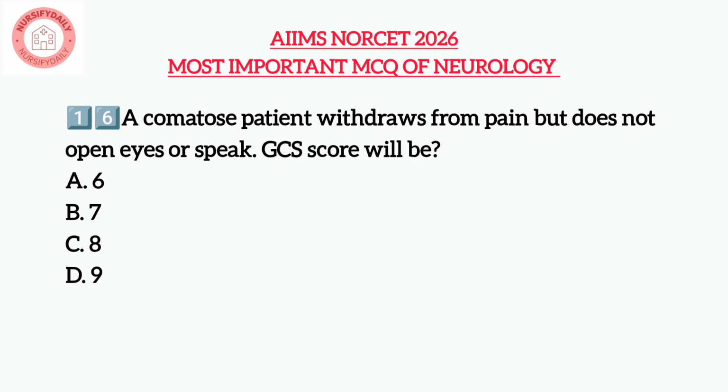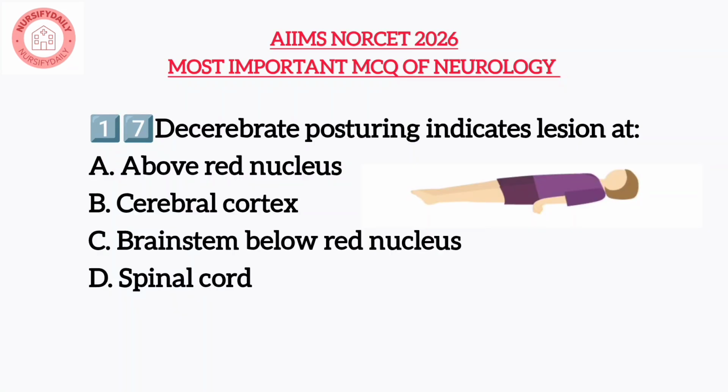A comatose patient withdraws from pain but does not open eyes or speak. GCS score will be A. 6, B. 7, C. 8, D. 9. Decerebrate posturing indicates lesion at A. Red nucleus, B. Cerebral cortex, C. Brainstem below red nucleus, D. Spinal cord.